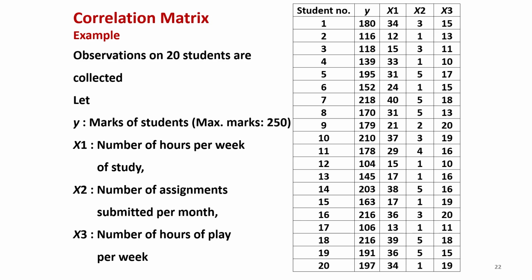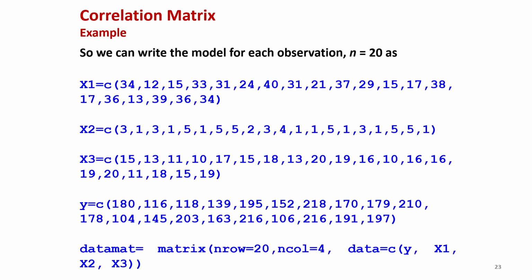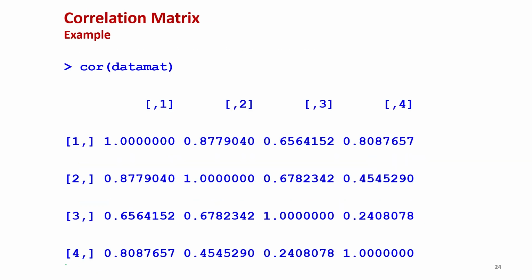Now, I take here the second example, where we have collected the data on 20 students of their marks, number of hours of study, number of assignments submitted, and number of hours of play, right. In this case also we have got this data set, we had created the data mat, this data matrix. So, now I simply use the command cor over this data mat. So, you can see here, this is y, x1, x2, and x3. Same here, y, x1, x2, x3.